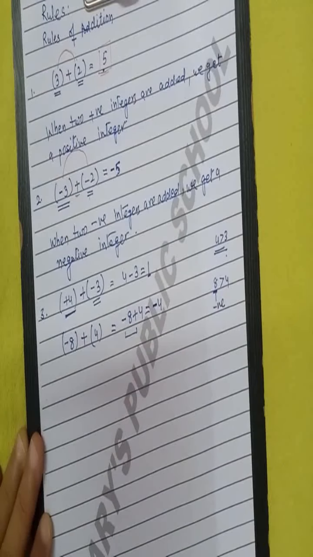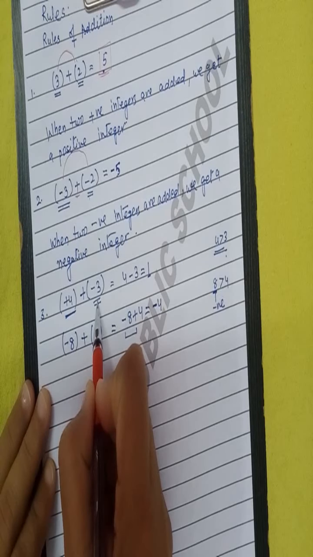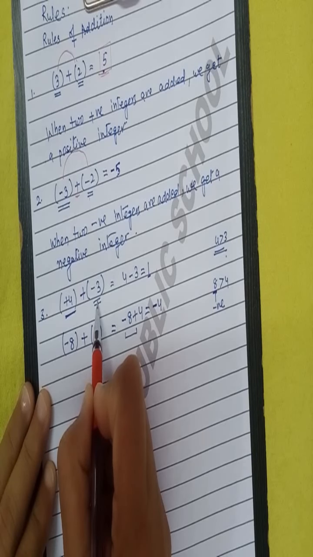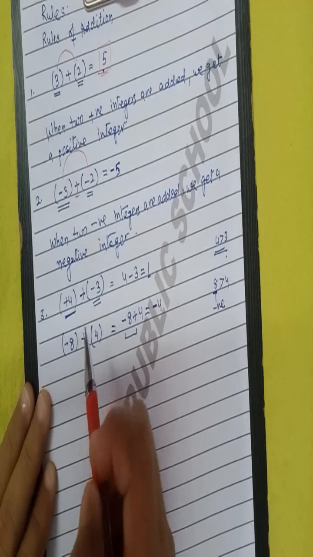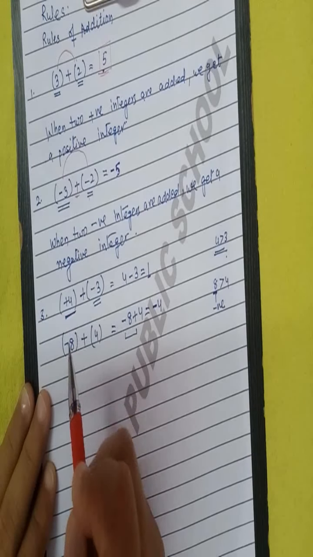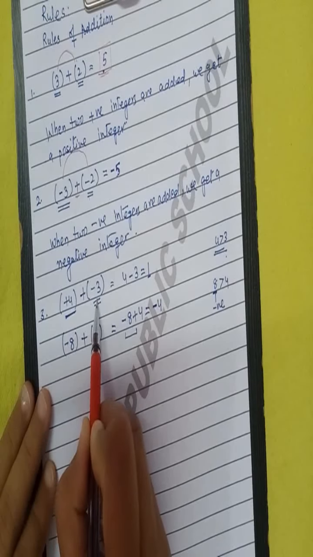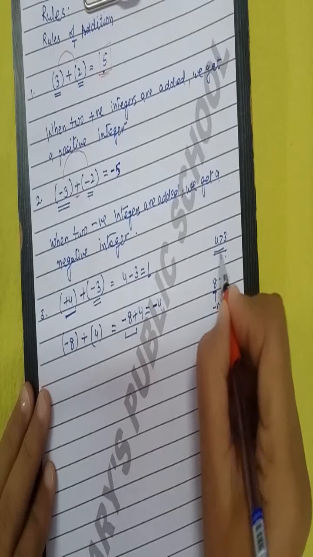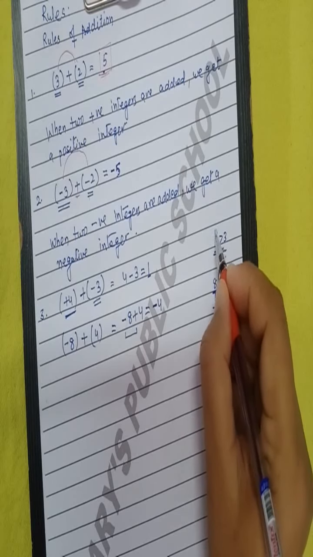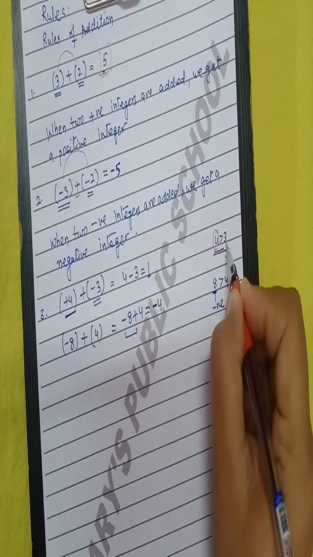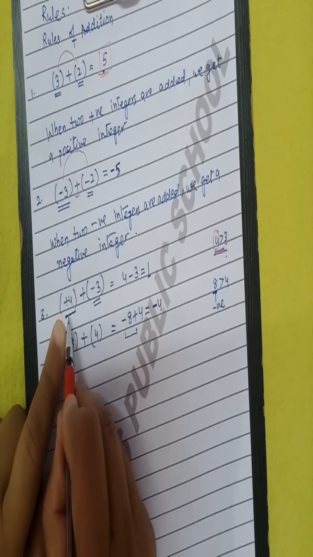Now the next is, if we add one positive and one negative integer, what do we get? Do we get a positive integer or a negative integer? It depends on the bigger integer. How? I'll show you. 4 is a positive integer and -3 is a negative integer. If we go by the quantity of the number, 4 is bigger than 3, and 4 in this question is a positive integer.